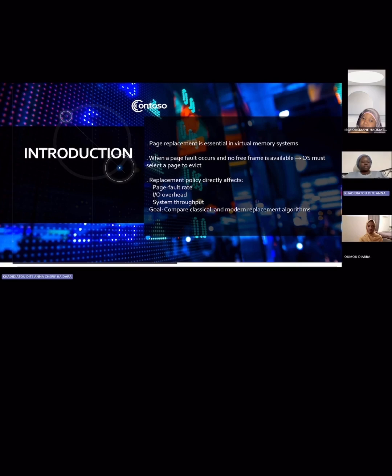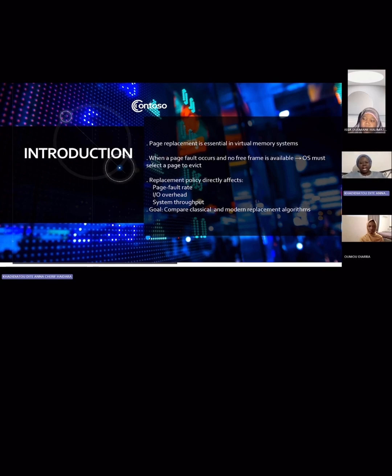Now we have the third line. Replacement policy directly affects page fault rate, I/O overhead, and system throughput. That basically means that the choice of replacement algorithm has a strong impact on performance. It influences the number of page faults, how much I/O the system has to do, and also how fast the system runs. So for the last line, we have the goal: compare classical and modern replacement algorithms.